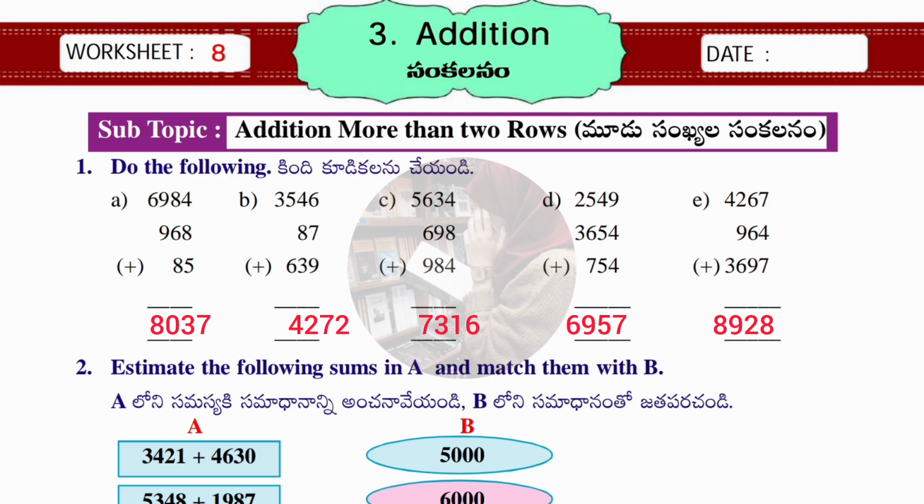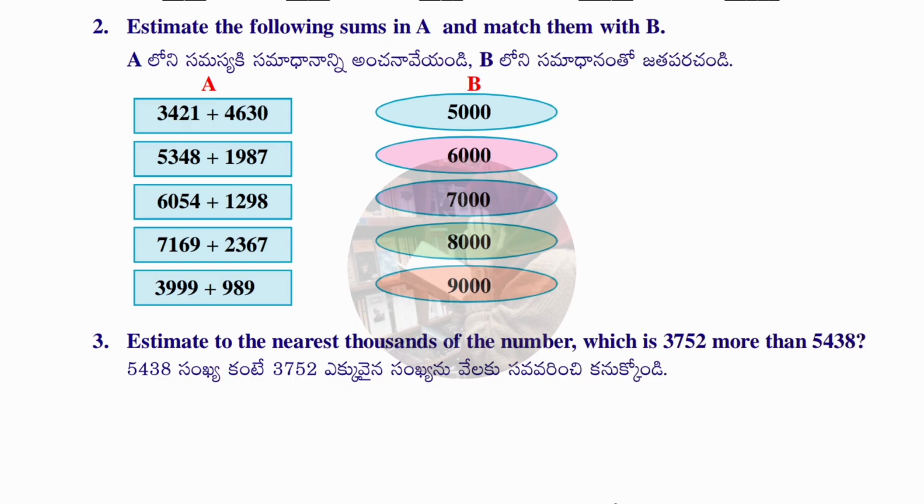Three problems, okay. So let's see, 5634 plus 6698 plus 984, which is equal to 7316. Next, fourth question, 2549 plus 3654 plus 754 is equal to 6957. Then last one, 4267 plus 964 plus 3697 equal to 8928.